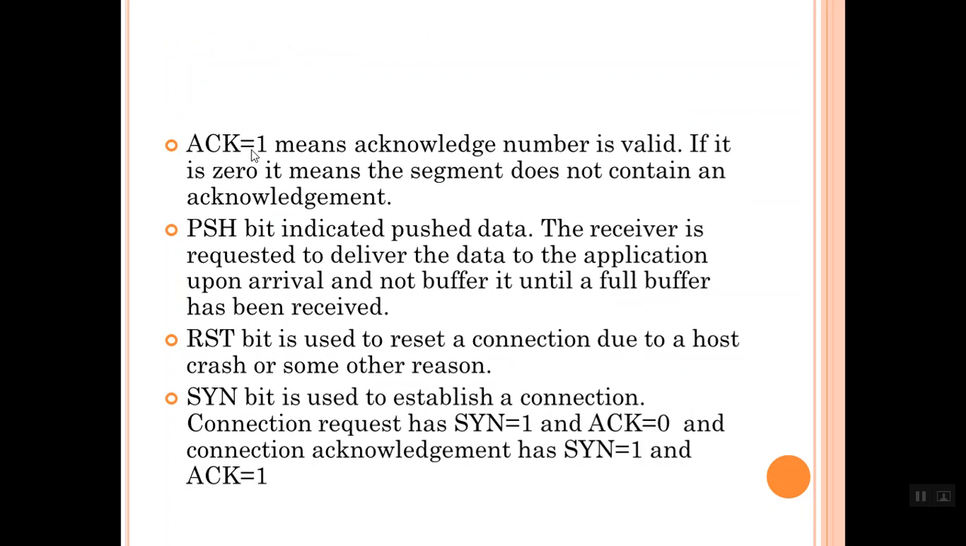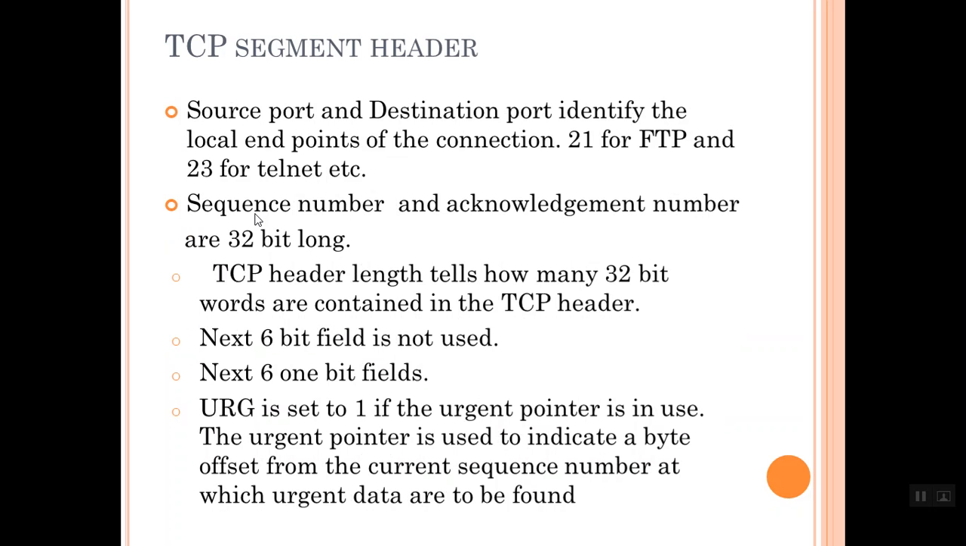The next field is ACK. ACK set to 1 means the acknowledgement number is valid. If it is 0, it means the segment does not contain an acknowledgement.